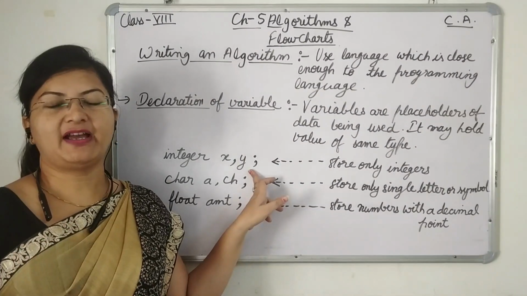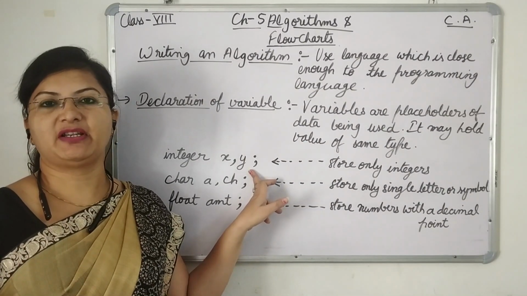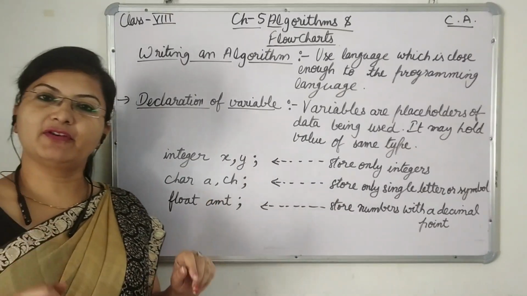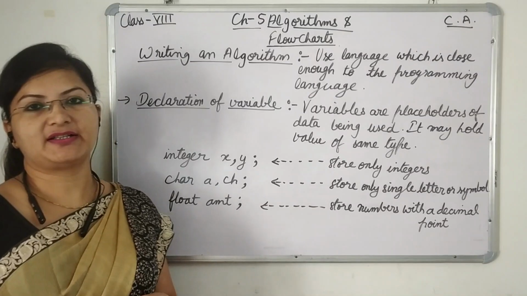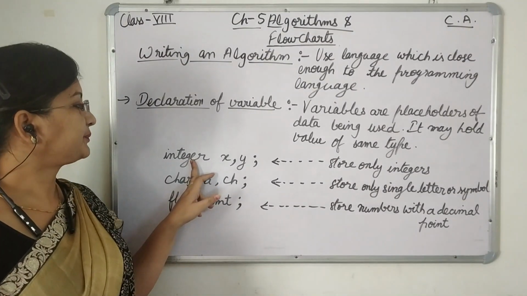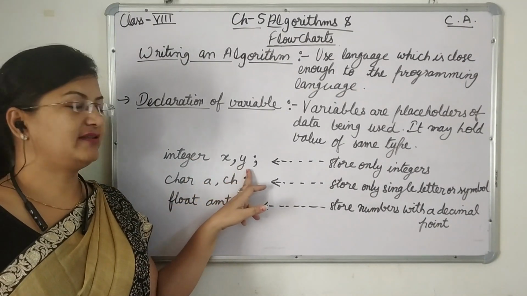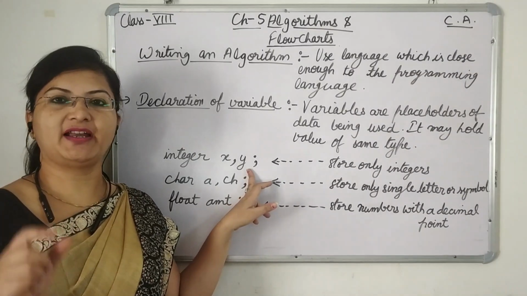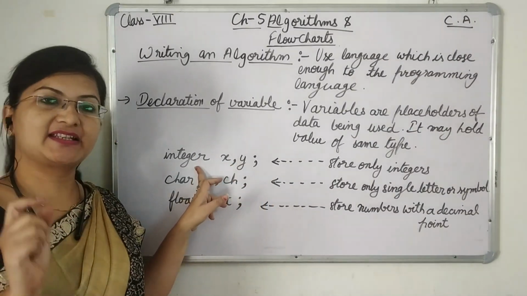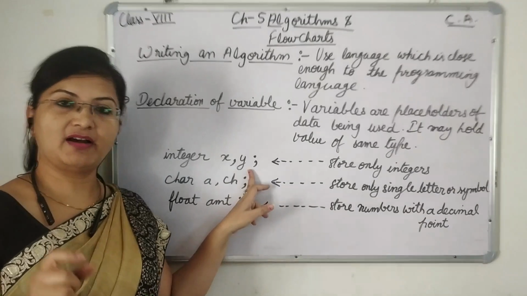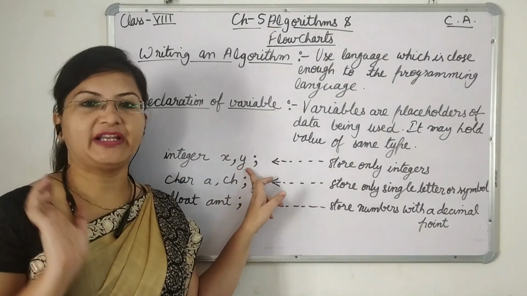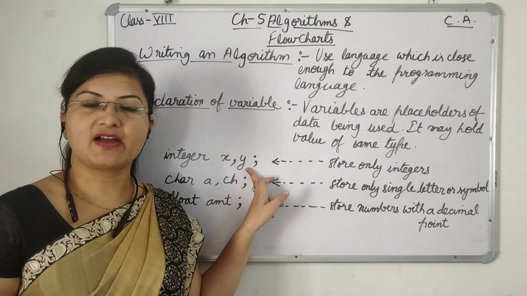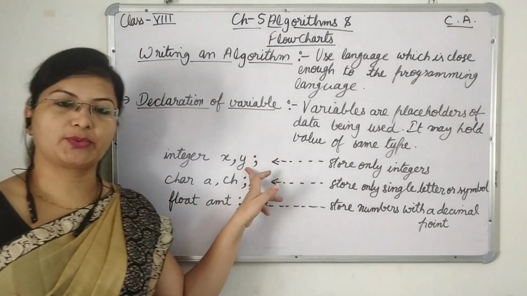So if we have to compare three numbers, either it can be integer or it can be float, because we can compare the numbers and decimal numbers only. So integer x and y, that means x and y are variables. Integer is the data type. X and y are variables. So these x and y will store only numbers, either a negative number or a positive number or 0.